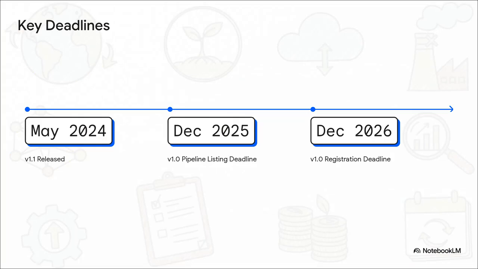So V1.1 officially dropped back in May 2024. But if you're currently transitioning from version 1.0, Verra is actually offering some really generous grace periods. You've got until December 31st, 2025 to request your pipeline listing under V1.0, and then until December 31st, 2026 for registration. So these extended deadlines give you some much-needed breathing room to validate those projects you've already spent so much time planning. But hey, if you're starting fresh right now, version 1.1 is absolutely your new standard.